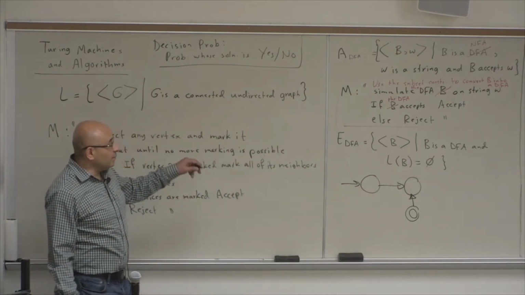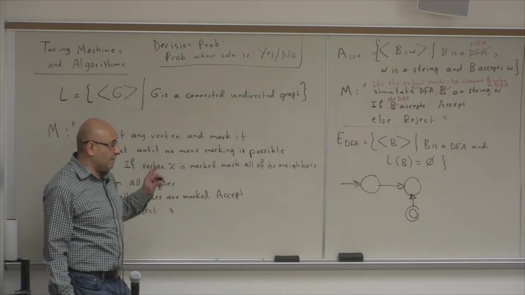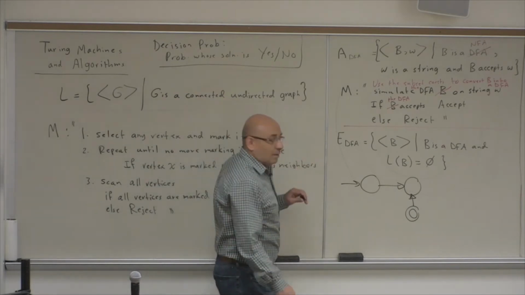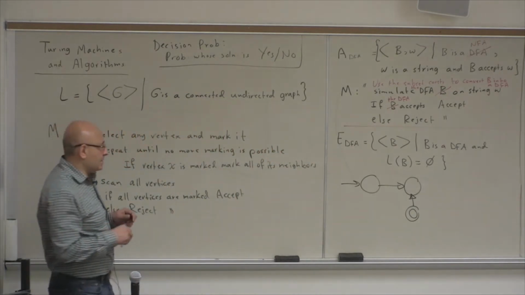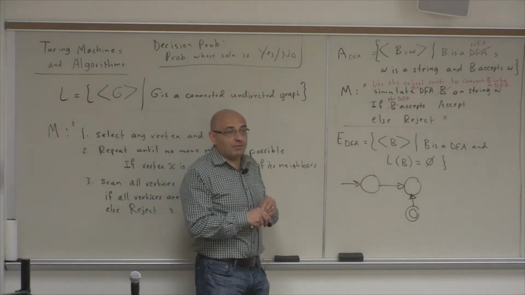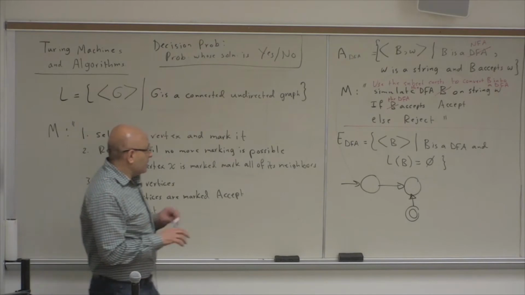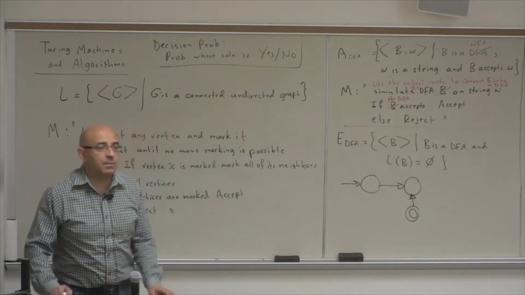So we'll see that checking if the language of a given DFA is empty is going to be useful in solving a more interesting problem. It's going to be a building block in solving a more interesting problem, which is checking the equivalence of two DFAs. So how can we solve this problem? Give me an algorithm for solving this problem.